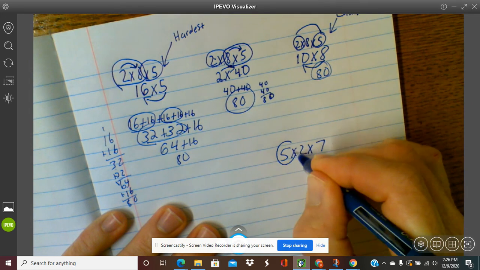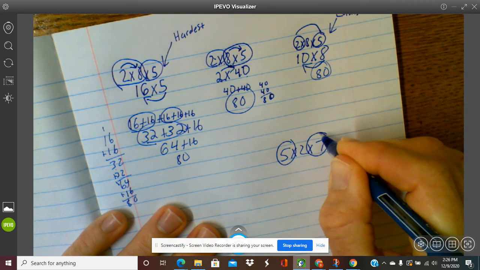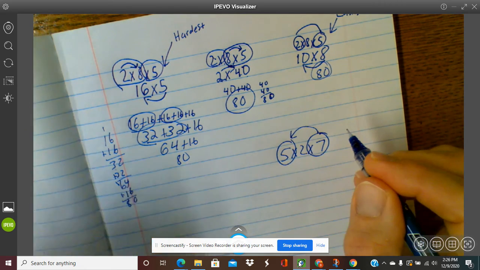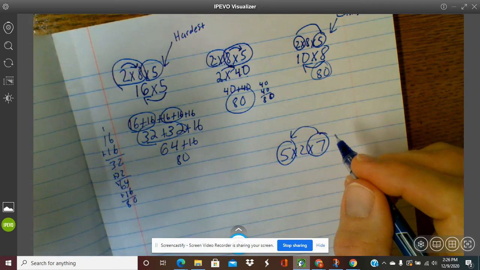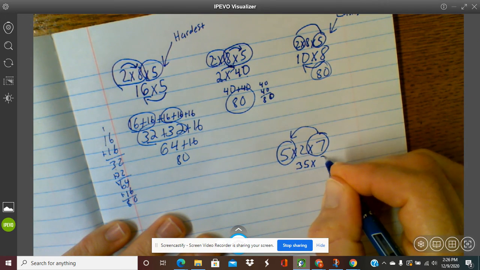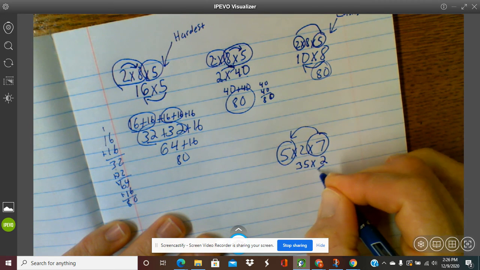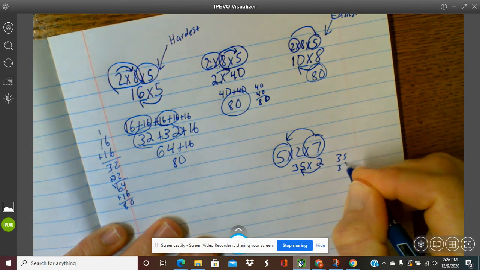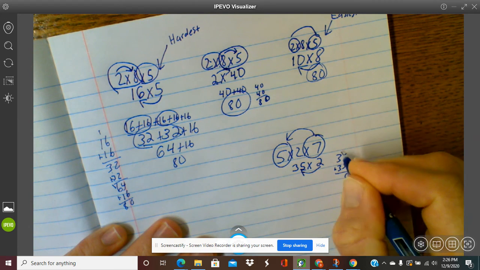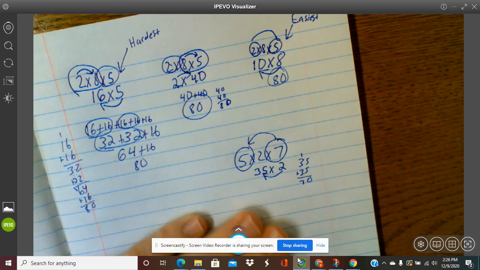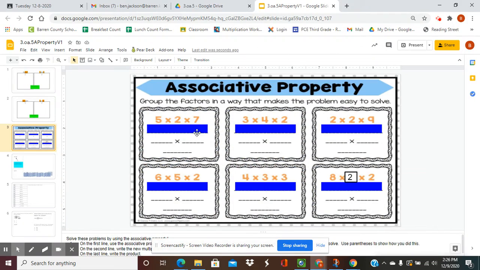I'm going to multiply the 5 and the 7 first. So I'm going to think about it being 7 fives: 5, 10, 15, 20, 25, 30, 35. And now I've got to multiply 35 times 2. So I've got two 35s. So 35 plus 35 is equal to 70. Okay, so I've done this work. I need to go back.